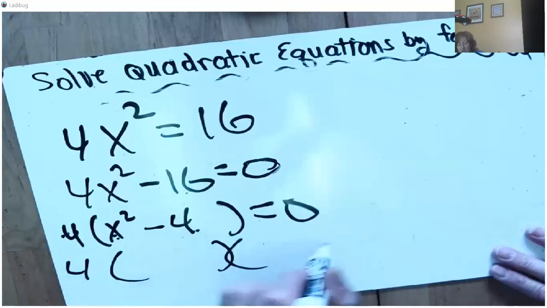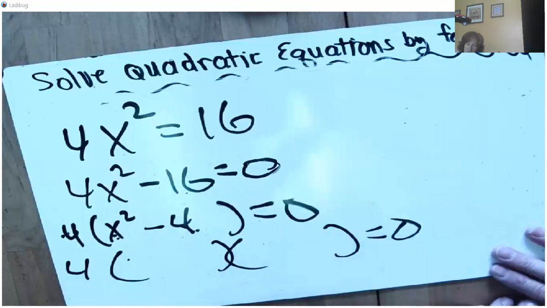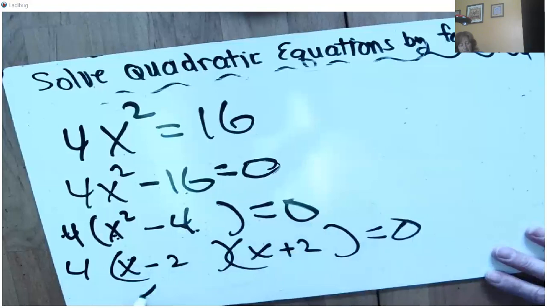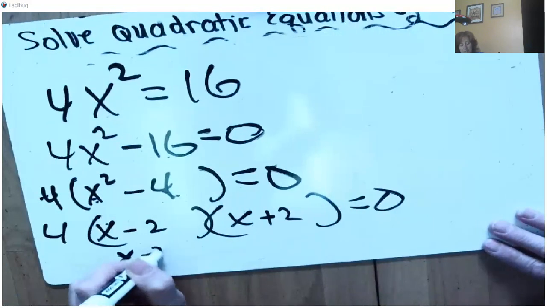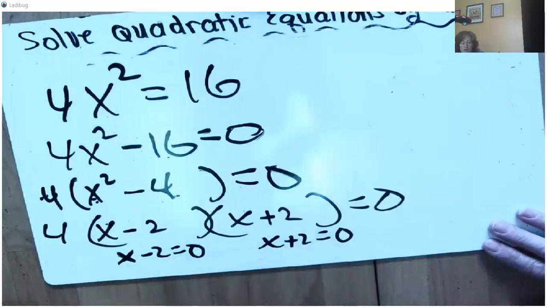That is also a difference of squares. I need two numbers that multiply to make negative 4, but add up to 0. So x minus 2 and x plus 2. There's my two equations. So my answers are going to be 2 and negative 2.